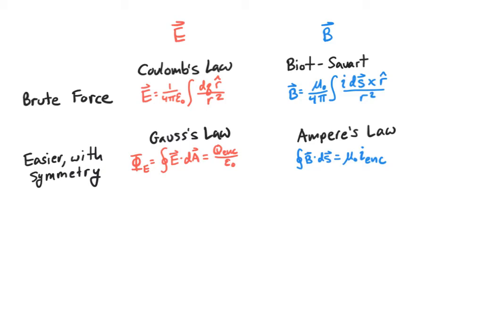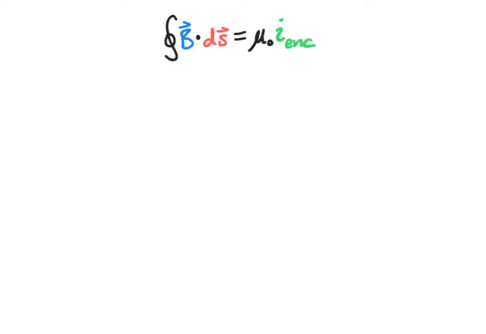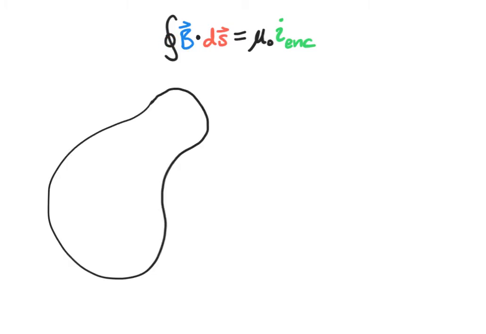So now let's talk about what the different parts of Ampere's law mean and how we actually use it in practice. First of all, this little loop symbol means that we have to integrate over a closed contour. So we have to integrate over a line or a curve such that we end at the same place that we began. This contour is called an Amperian loop, much like we called the surfaces in Gauss's law Gaussian surfaces.